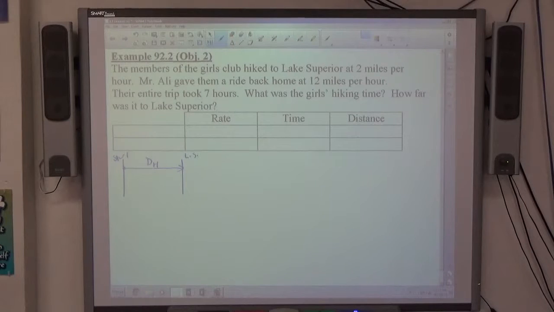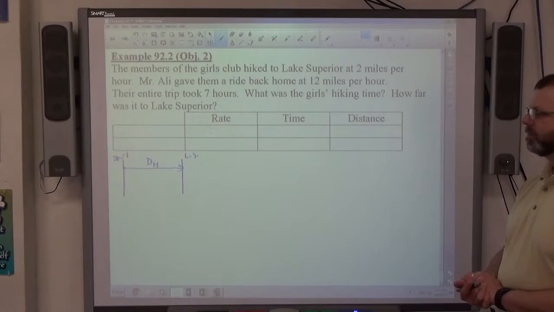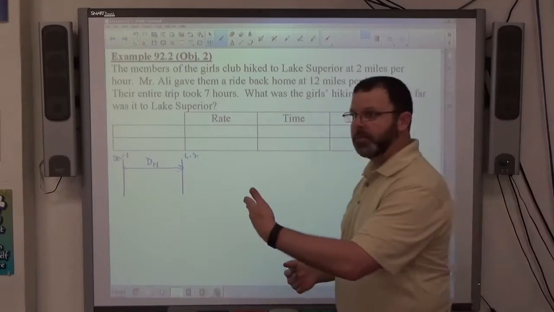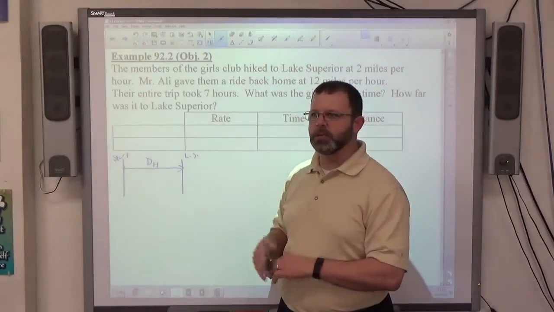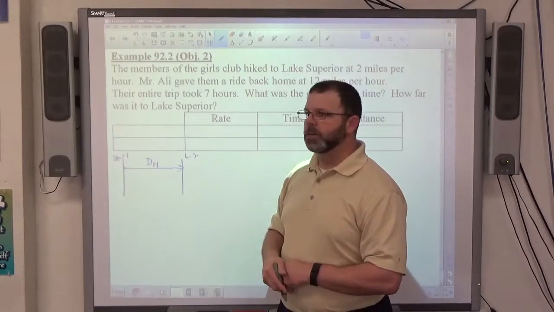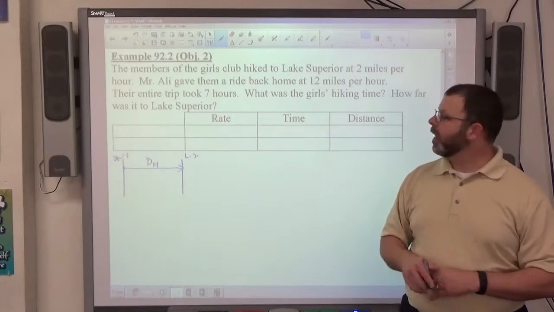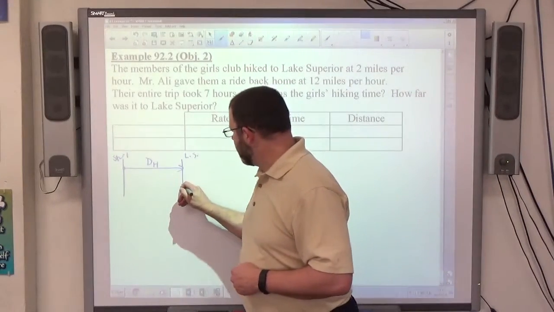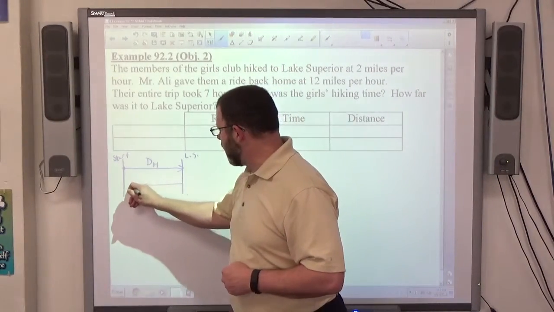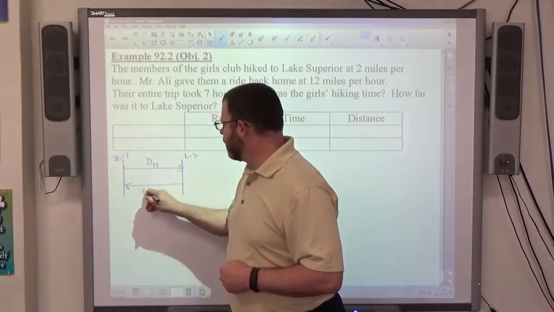D subscript H, H for hiking. Then what happened? They drove back home, right? So now they're at Lake Superior. Mr. Ali's right there, waiting for them because he must be their leader of the pack. Anyway, he gave them a ride back home at 12 miles per hour. So they hop in, and they drive back. And this is distance riding.